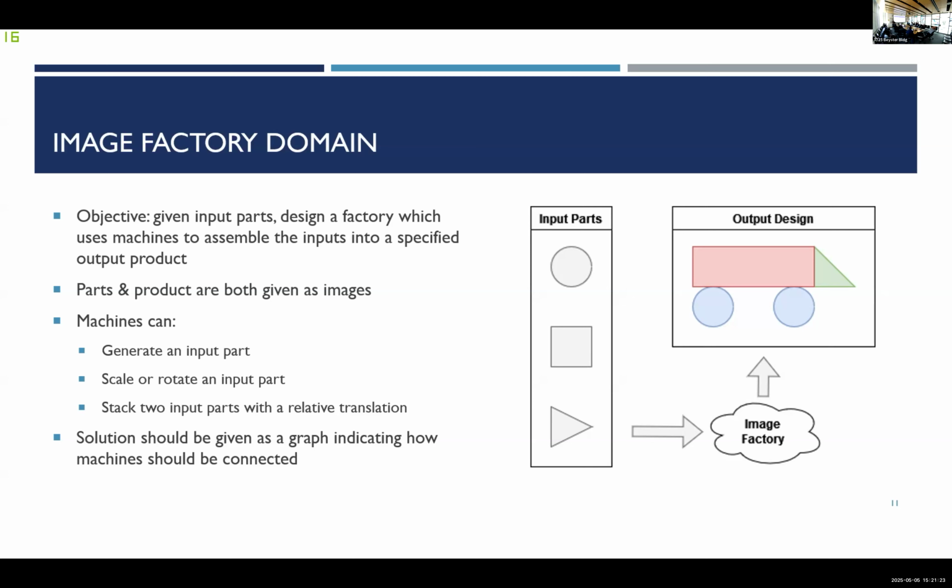Ultimately, the agent should return a graph, which indicates the flow from input machines through various operations, how they get combined, and then this graph is simulated as a factory, and the resulting output is compared to the desired output to see how well the agent did. This is the high-level idea of the image factory domain.